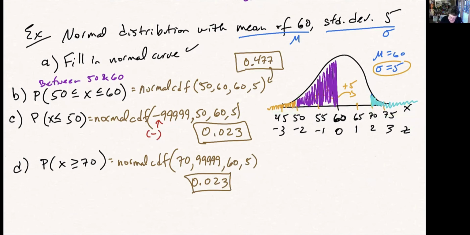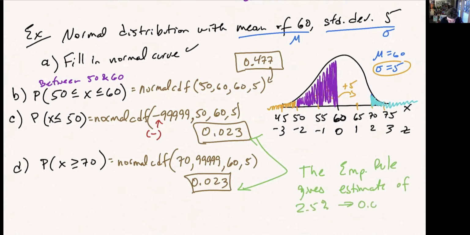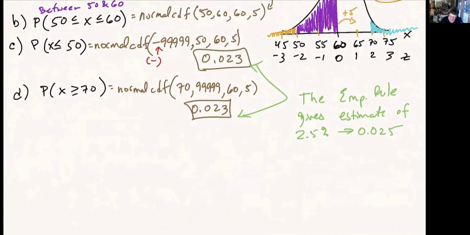And also remember with the empirical rule, here's a fun fact for you. Okay, the empirical rule estimates each of these at 2.5%, which is 0.025. Okay, so the empirical rule is just an estimate, but you see it's a pretty good estimate. Yeah, that is lesson 15. Let's go into lesson 16.